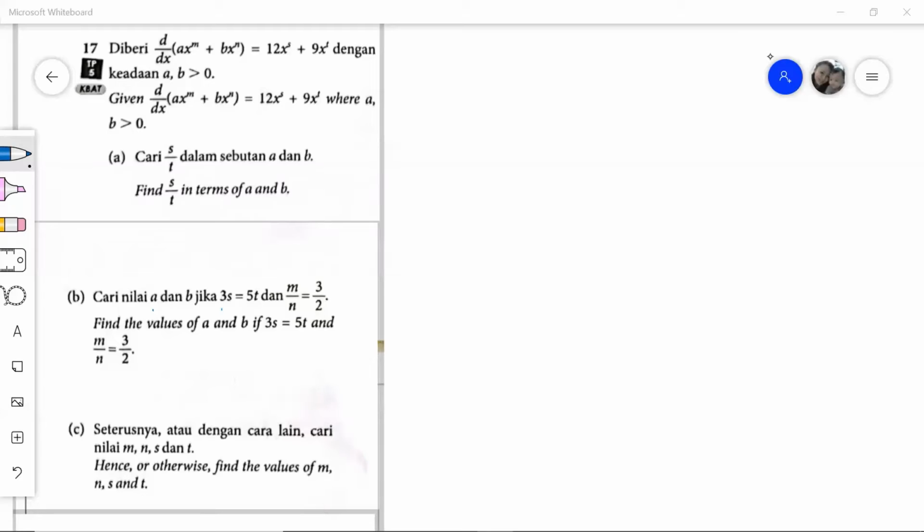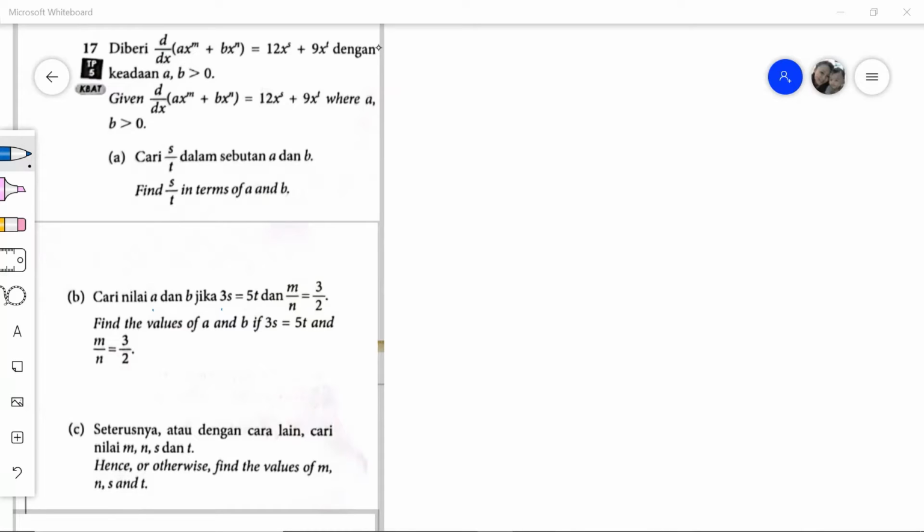Hi everyone, this is question number 17 in chapter 2. So if we differentiate the left side, we will get the terms on the right. Let's differentiate this. Given that a and b are positive, let's differentiate this first.